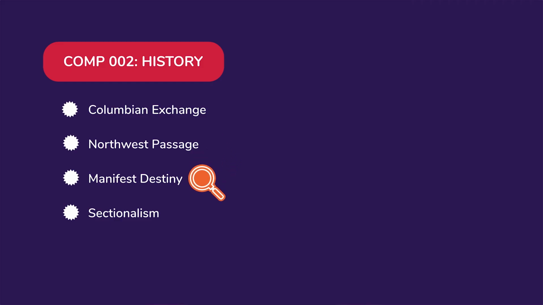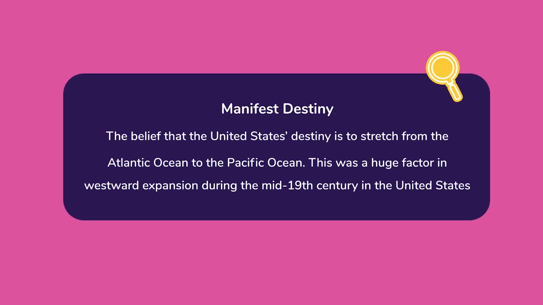Next up, you'll definitely need to know manifest destiny. This is the idea that it was the United States' destiny to stretch from Atlantic to Pacific Ocean, and it fueled Western expansion in the 1840s and 1850s. And the last one you should really know is sectionalism.